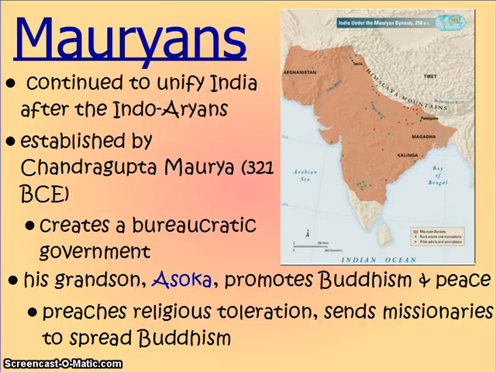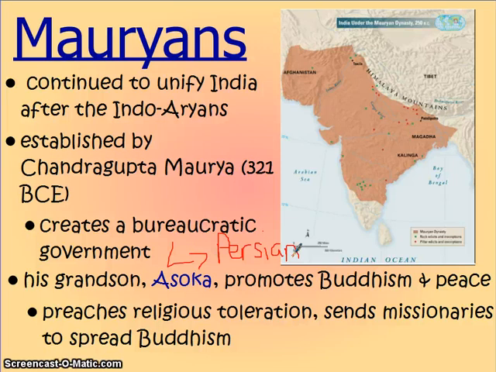The Mauryans come into control after the Indo-Aryans, about 300 years before the birth of Jesus Christ, about 1,800 years ago or so. It's established by a man named Chandragupta Maurya in the 300s, where he creates a bureaucratic government just like the Persians. Remember we talked in the Persian video about bureaucracies being levels of government, dividing government, splitting up positions. So he delegates different jobs to different people in order to be more effective. His grandson is Asoka, and Asoka obviously is very well off. He's an emperor's son, he's an emperor's grandson.